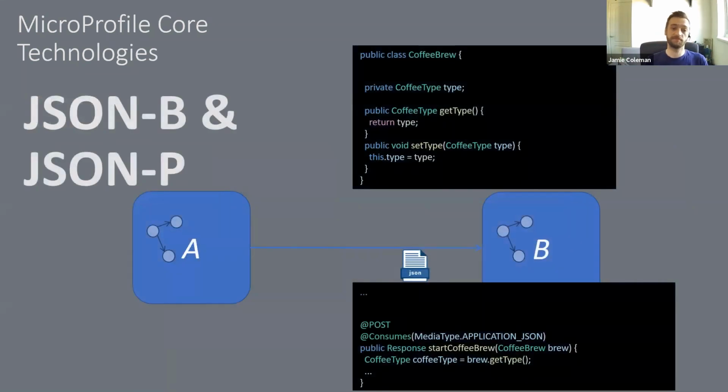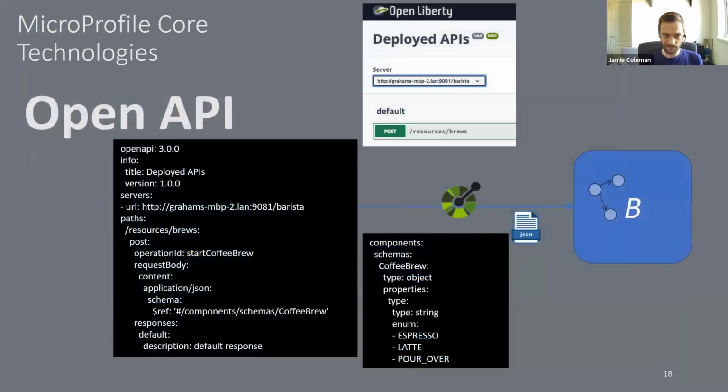JSON-B and JSON-P. So JSON-P is a parser, so it allows you to parse any incoming JSON. And JSON-B is one of my favorites, and I use this all the time. Essentially, with very little setup whatsoever, you can turn a Java data object or a Java bean into JSON, and then that goes over the request. And then when it hits the other endpoint, the method will instantly turn that back into a Java bean, or a data object. So it makes sending data from microservice to microservice nice and easy, which is what I like.